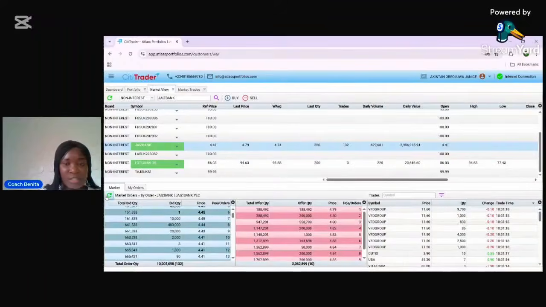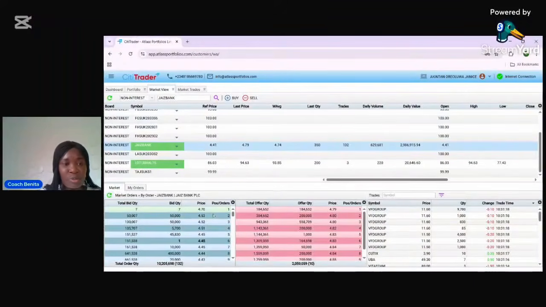Let me refresh and see if there's any new thing in the market. So can you see somebody is coming to place a bid at 4 naira 70 kobo? Why? Because this person feels like, I just want to get sold to at all cost. I want to be the first person to be sold to.